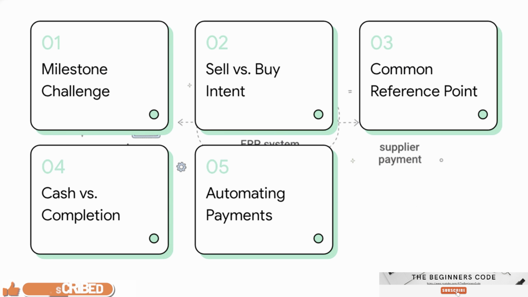Here's our roadmap for today. We're breaking this down into 5 logical steps. 1. The milestone matching challenge. 2. Sell intent versus buy intent. 3. The common reference point. 4. Customer cash versus completion. And 5. Automating the payment trigger.